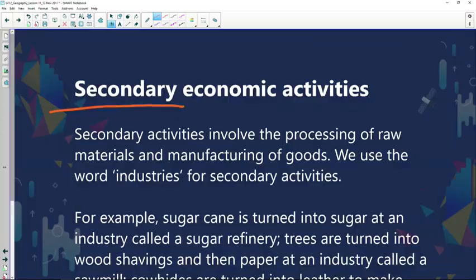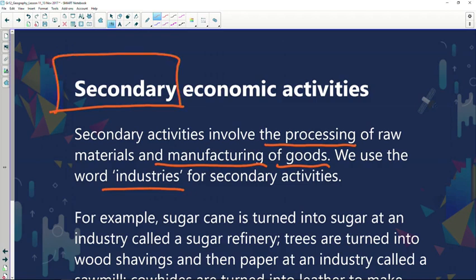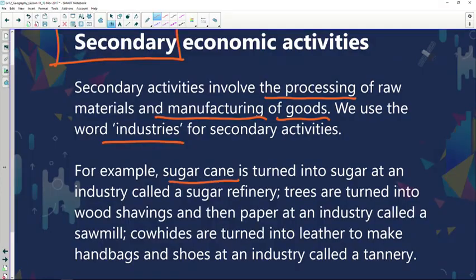Now, if you look at the notes quickly, it involves the processing of the raw materials and manufacturing of goods. And we use this word industries for secondary activities. So if there's an industry involved, you will note that it's a secondary activity because the raw materials are being processed.